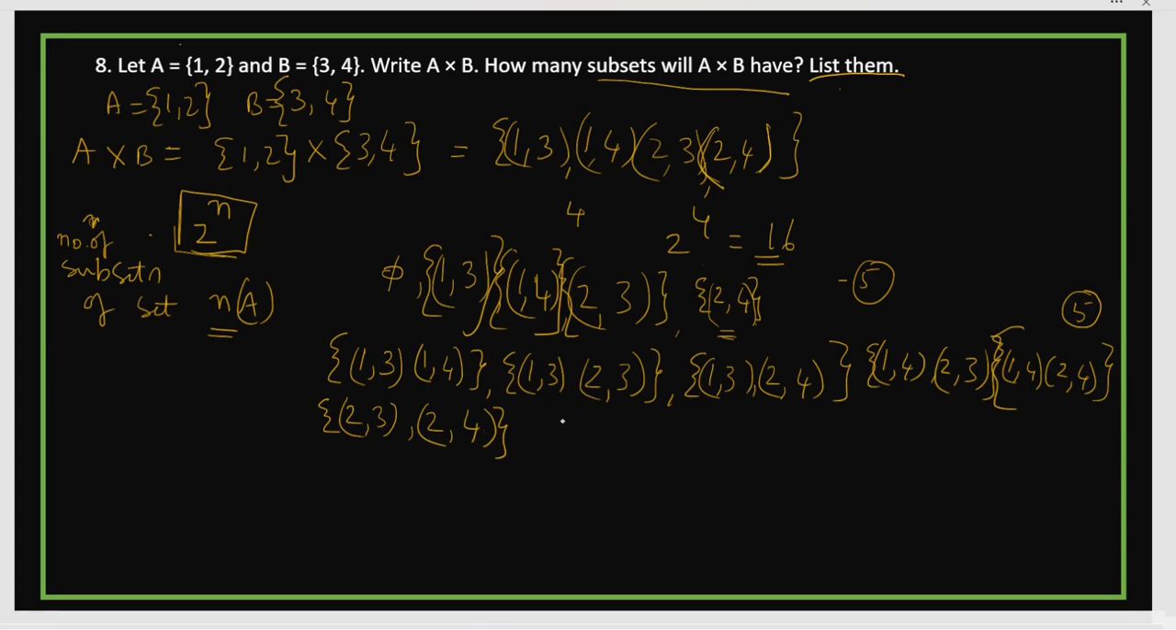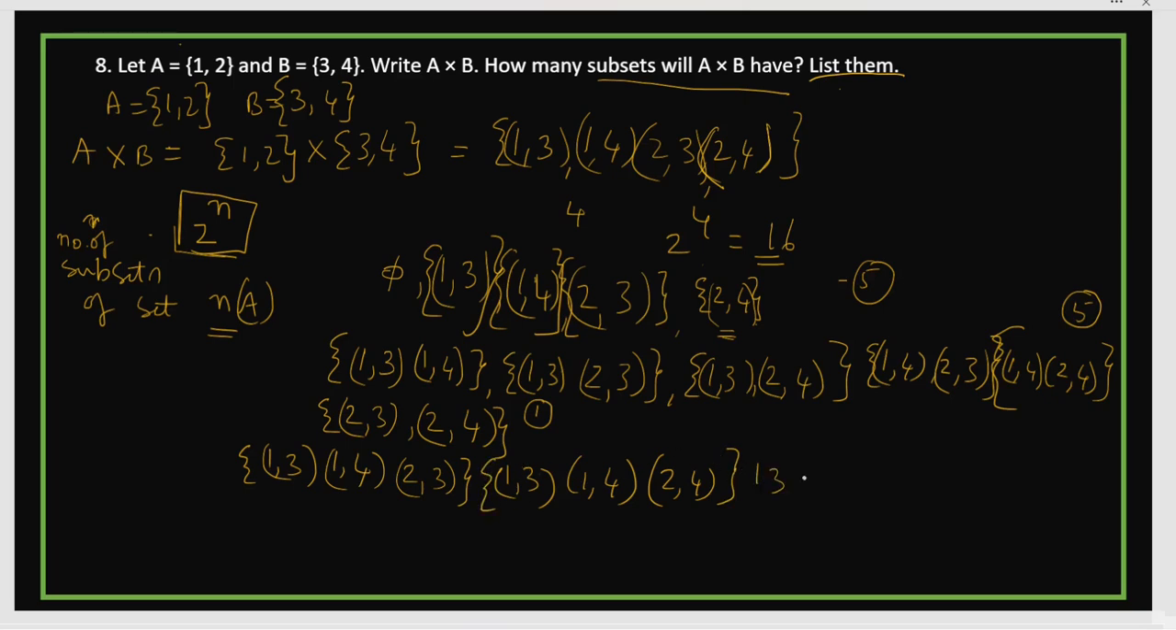So that's it. If there are two elements, we have this many: 5 plus 6, so 6 will be there. Next, with three elements we have to write three sets. {1 3} pairs with 1 4 and 2 3. This is one set. 1 3 also pairs with 1 4 and 2 4. Right? And {1 3, 2 3, 2 4} is one set. This is 1, 2, 3.